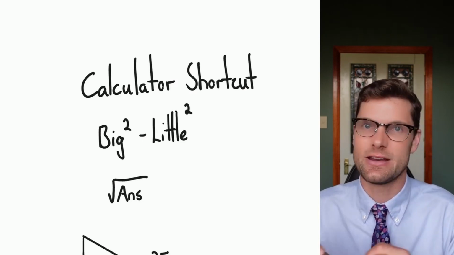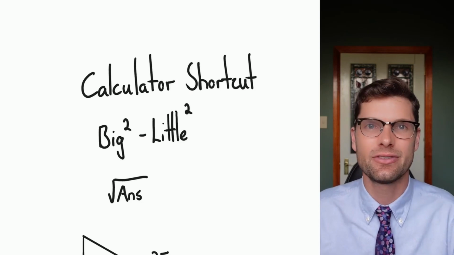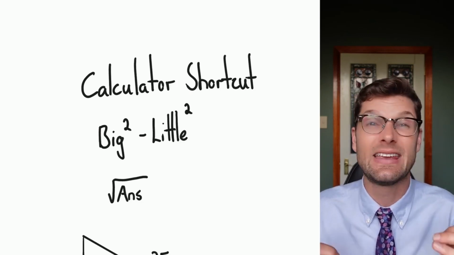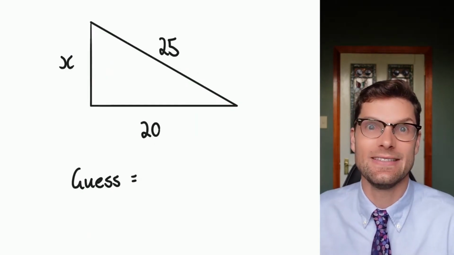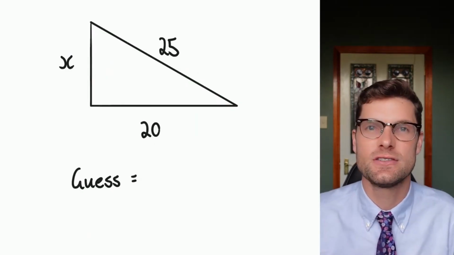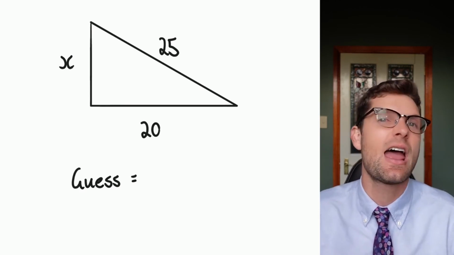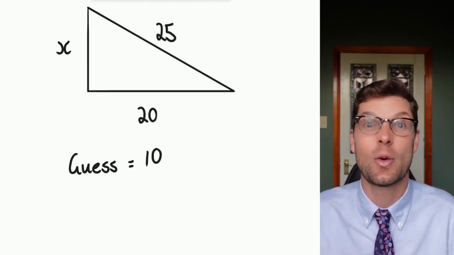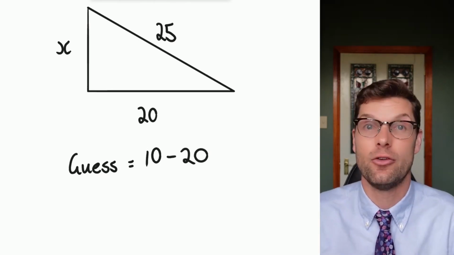So big squared minus little squared. Once you put that into your calculator, if you hit equals and then square root the answer, it will give you the side length of the other short side. So we're just going to have a look at that in this example. If I've got the hypotenuse as 25 and one of the sides is 20, I want to have a guess first. Any guess between probably 10 and 20 is a perfect guess here. If my answer fits into that, I know I'm on the right track.